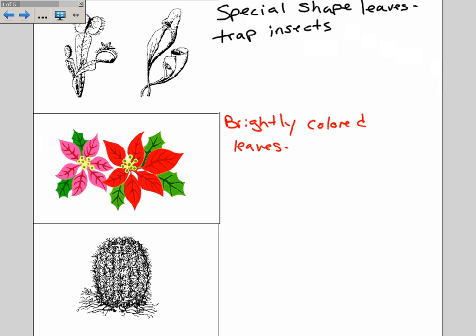Now, if an insect lands on a red flower and then goes to a white flower, we might get a pink flower. So the brightly colored leaves attract insects for pollination.